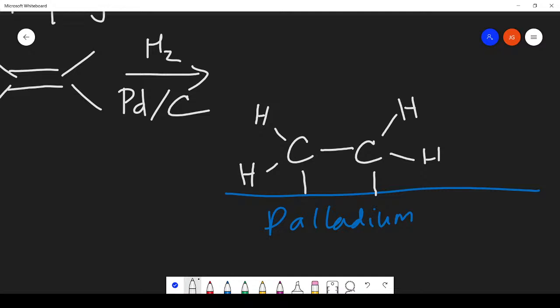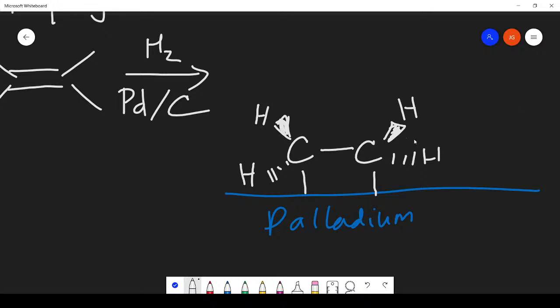And another key thing to note here is, if you're in Gen Chem, you probably won't know this, but if you're in Orgo, you will. These have geometries to them. So these hydrogens are facing upwards, so we like to put them on a wedge. These hydrogens are going into the page, so we put them on a dashed line.